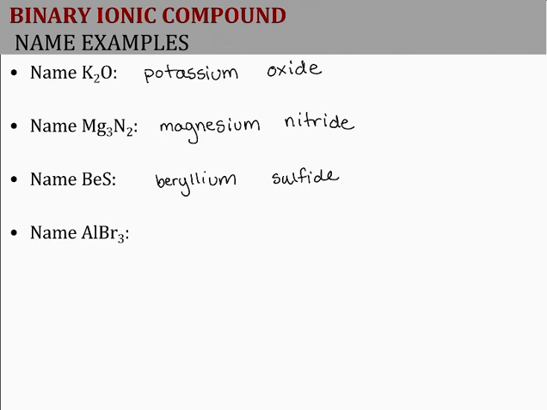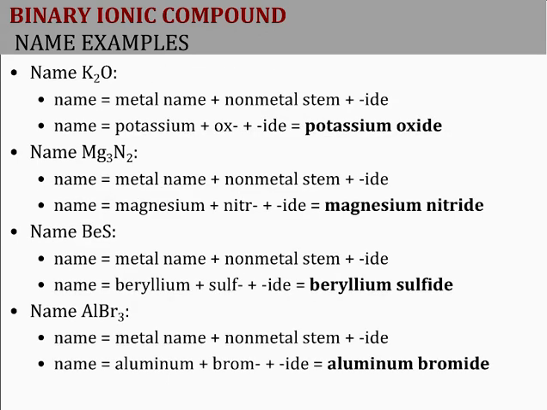And then in the last problem, we have aluminum and bromine as ions. So we're going to start by just naming aluminum as is, followed by bromide. So really not too bad as long as you can remember those nonmetal ion names. And then here's a solution slide as well if you need that later.